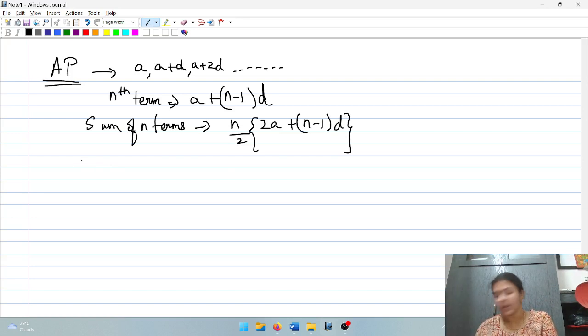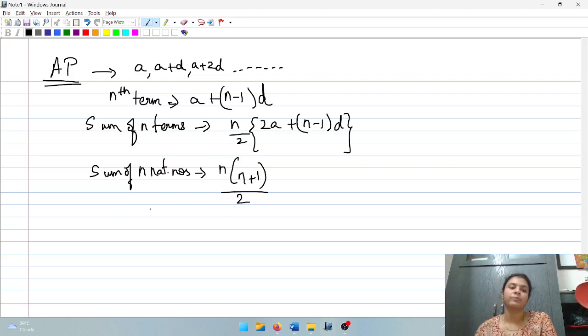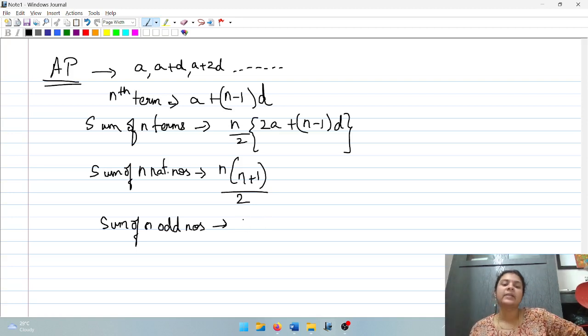Right? Now if I am asking you sum of n natural numbers, applying this formula, the simplified version will be n into n plus 1 divided by 2. If it is going to be sum of n odd numbers, first 5 odd numbers, first 7 odd numbers, like that, then the sum is directly, again you can apply, you will get answer as n square.